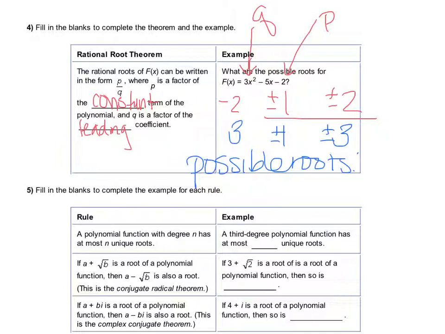1 by 1 is going to give me 1, so positive and negative 1. 1 by 3 is going to give me 1/3, and so it'd be positive and negative 1/3. 2 by 1 is going to give me 2, so positive and negative 2. And 2 by 3 is going to give me 2/3, so positive and negative 2/3. So rather than trying to guess at what my roots could be of this function, I can narrow it down to one of 8 numbers. Positive or negative 1, positive or negative 1/3, positive or negative 2, or positive or negative 2/3.